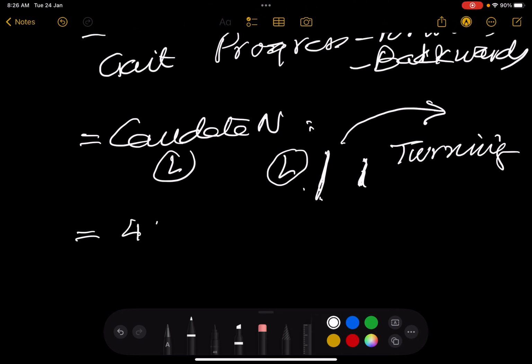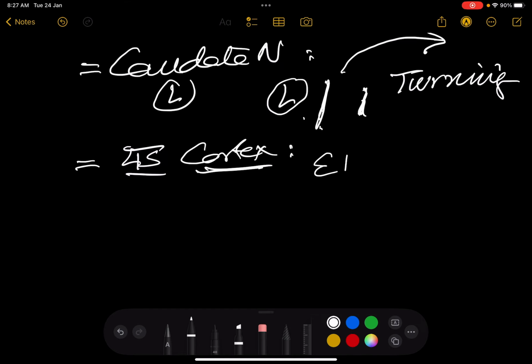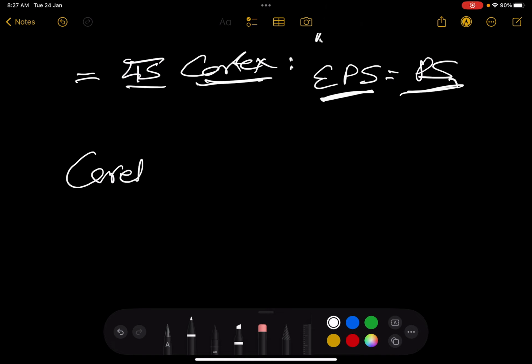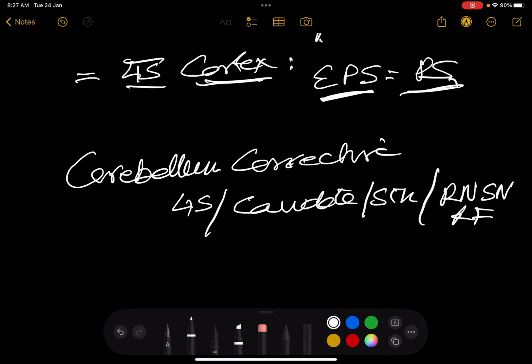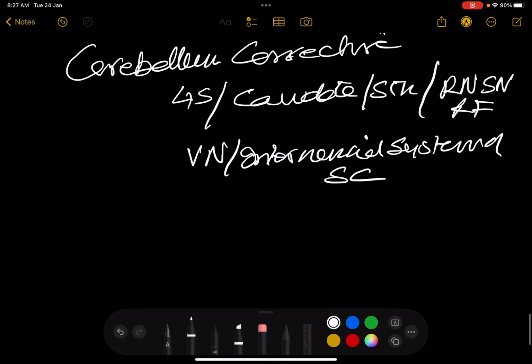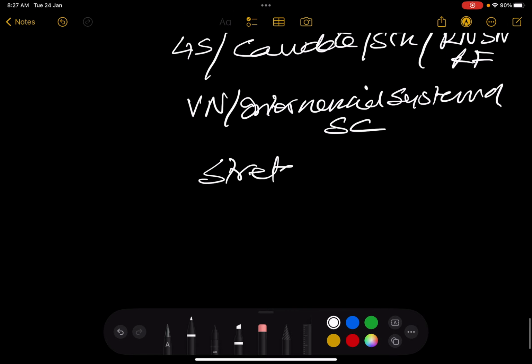And then there is area 4S in the cortex, which keeps telling the cortex what is happening. So it integrates the extrapyramidal system to the pyramidal system. So that's area 4S of the cortex. So the cerebellum would put its corrective action through these areas: area 4S, caudate nucleus, subthalamic nucleus, red nucleus, substantia nigra, reticular formation, vestibular nucleus, and the internuncial neuron systems of the spinal cord, all of which will act through the stretch reflex.